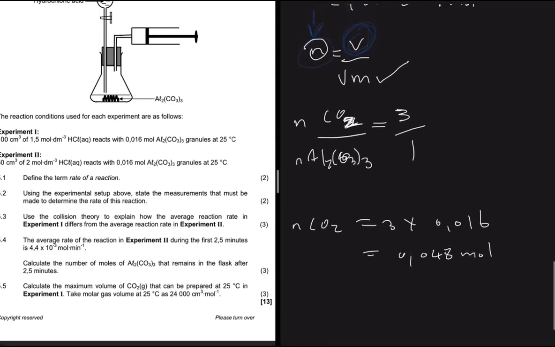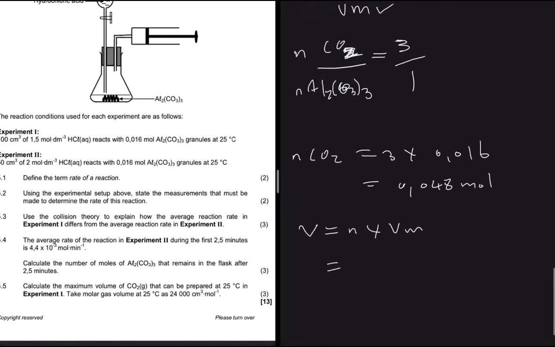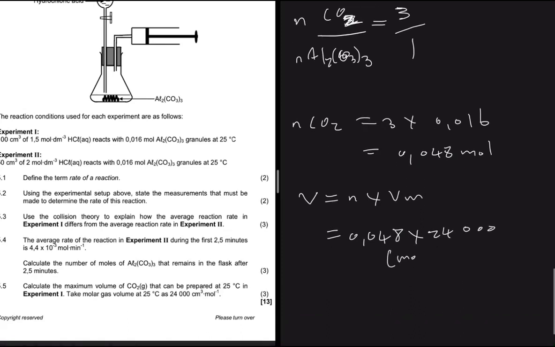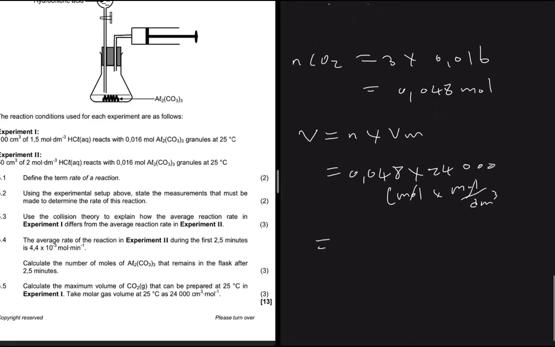Now we can just calculate V. So we're going to say V equals the number of moles multiplied by the molar gas volume, which is given as 24,000. So we're going to have 0.048 multiplied by 24,000 mole per decimeter cube. We have an SI unit of mole for moles, and here is mole per decimeter cube, so moles and mole cancel out. We end up with, let me put that in the calculator real quick, 24,000.